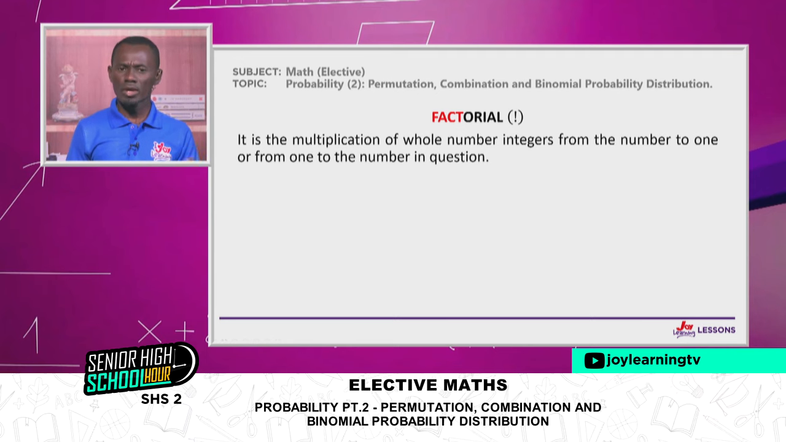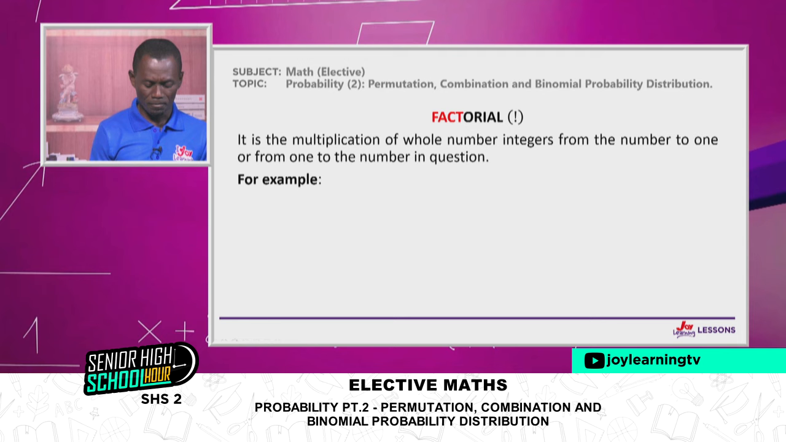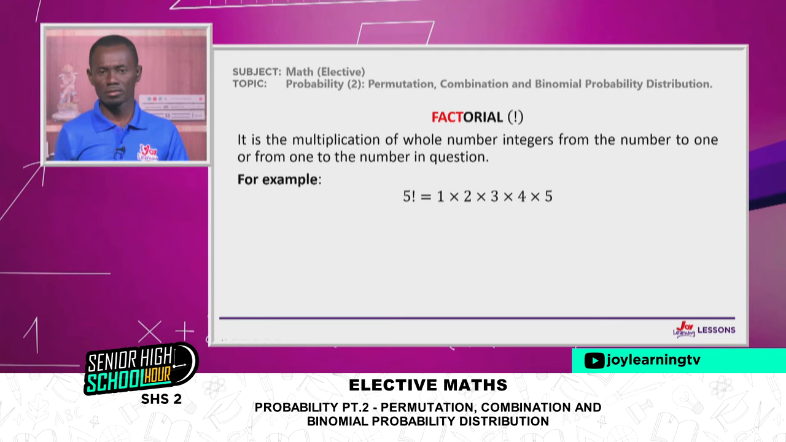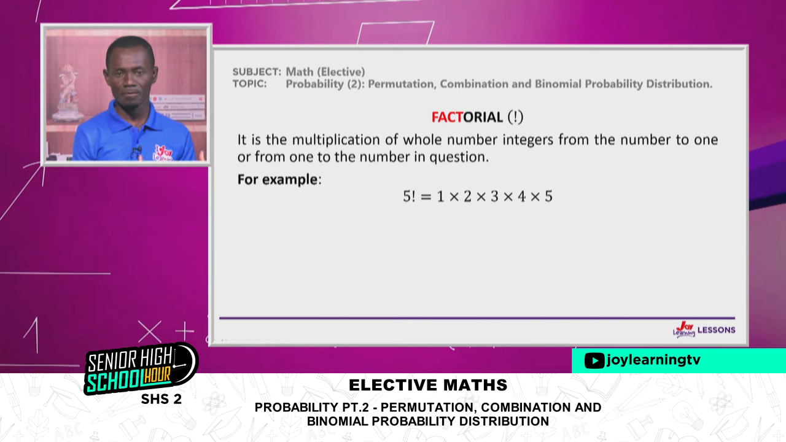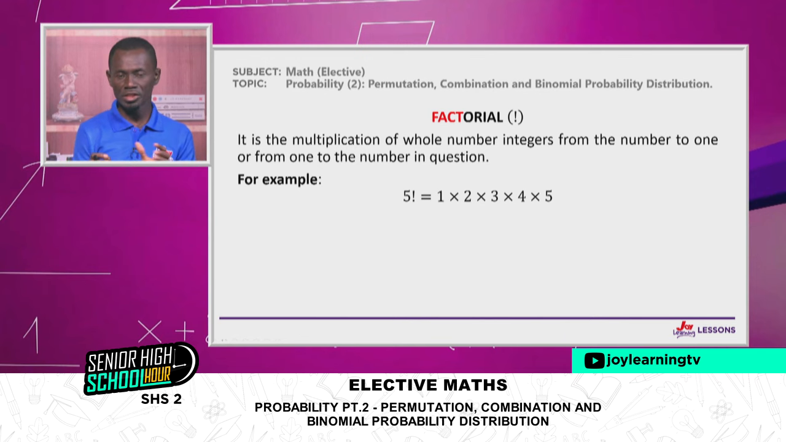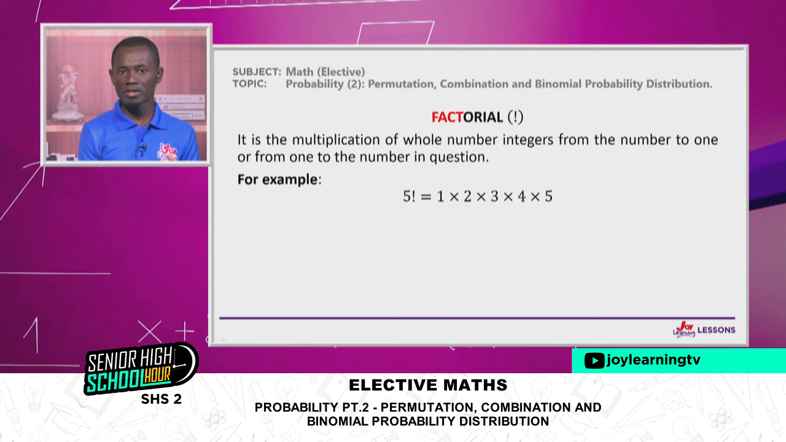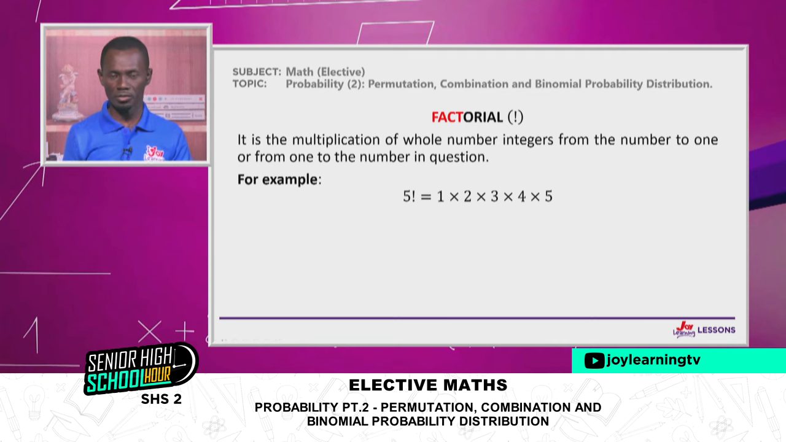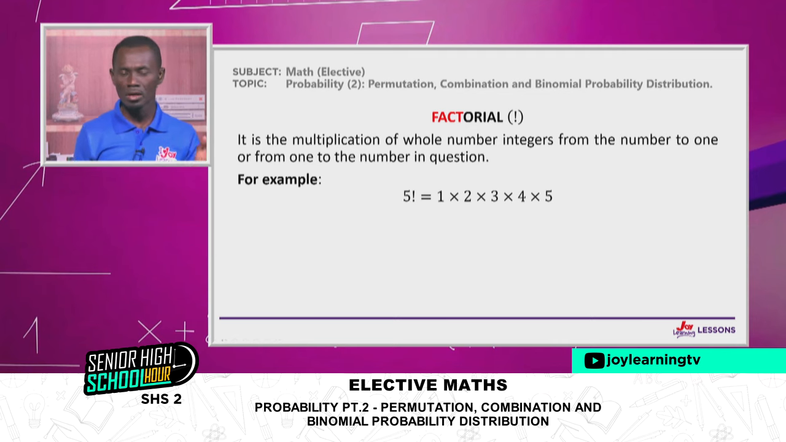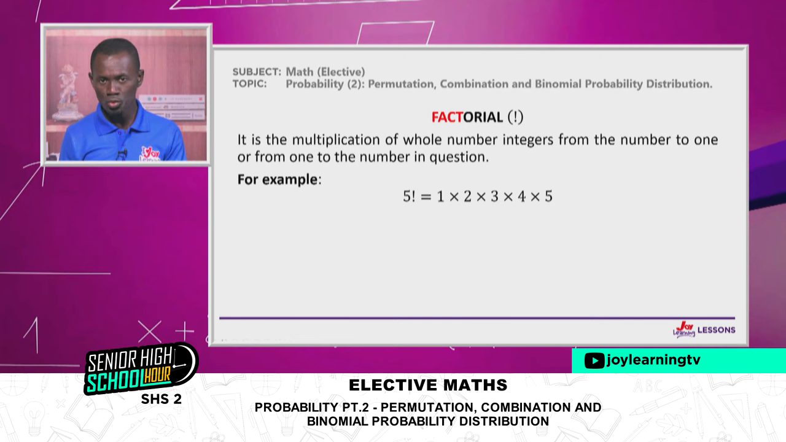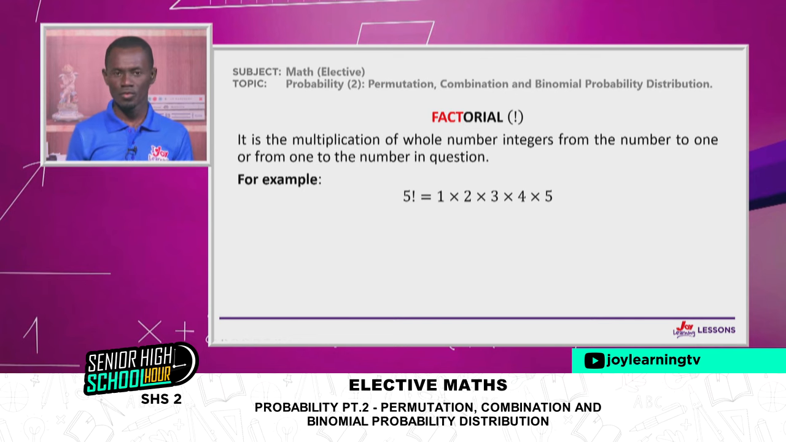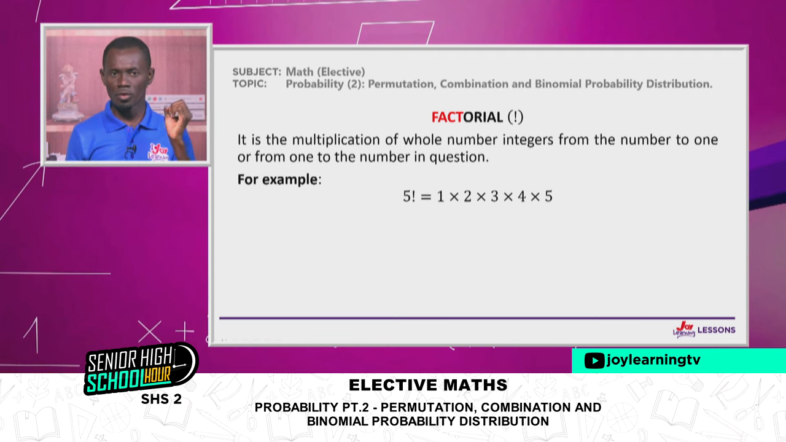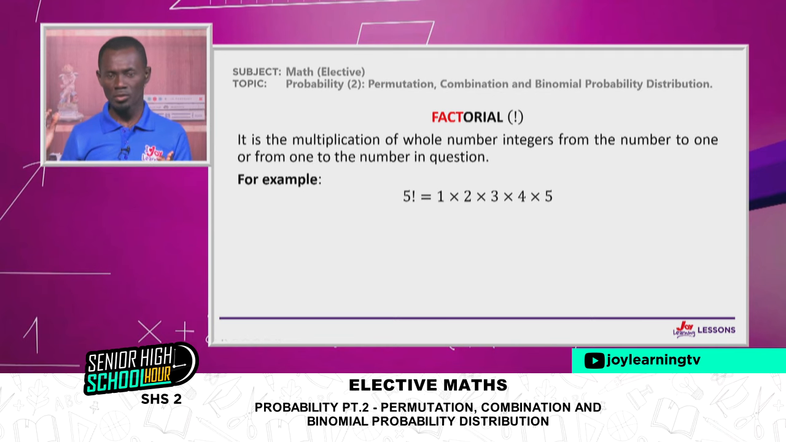So when we say, for example, 5 factorial, what do we mean by 5 factorial? And that's how it is read. The 5 with the exclamation mark is read 5 factorial. 5 factorial will mean 1 by 2 by 3 by 4 by 5. So we are multiplying from whole number 1 until we get to 5.